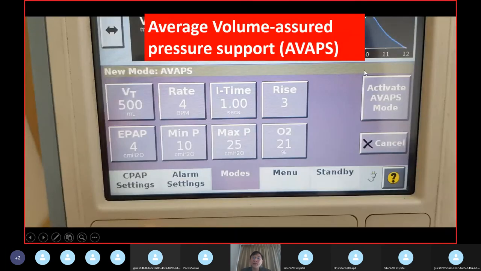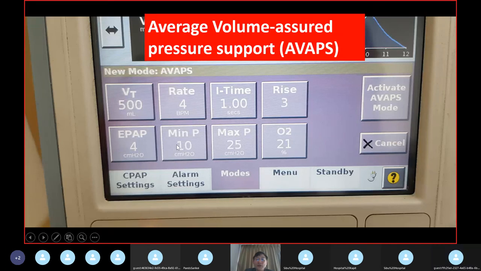So this is the AVAPS mode that we seldom set, okay? As I say, this machine is meant for 20 kilo and above. The AVAPS mode is basically relatively volume control, similar to a PRVC type of mode. So you have a target volume, okay? You have an EPAP, minimum and maximum pressure, the rate and the eye time, okay?